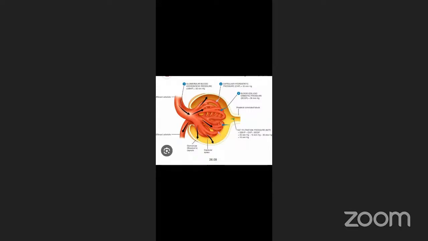Pressure will be built up. That will cause the pressure to be built up in the glomeruli, causing substances within the blood to ooze out or to be filtered out. And that is what we refer to as ultrafiltration. So here is just to show you the comparison of the size of the afferent arteriole and that of the efferent arteriole.